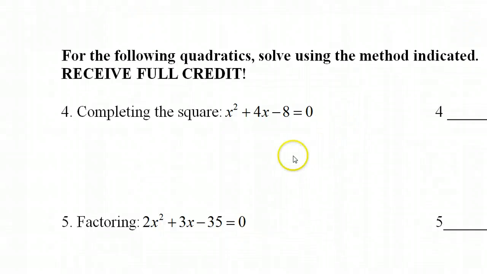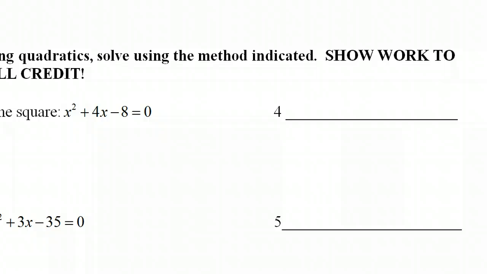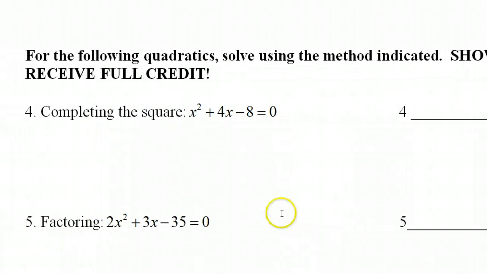Okay, for the following quadratics, solve using the method indicated. Got to show your work. Alright, for this one we are supposed to complete the square. Completing the square involves a very special number being right here, and this is not it. So we are going to add 8 to both sides.